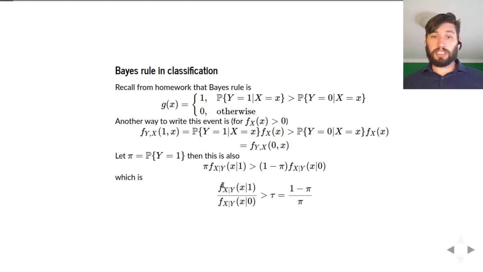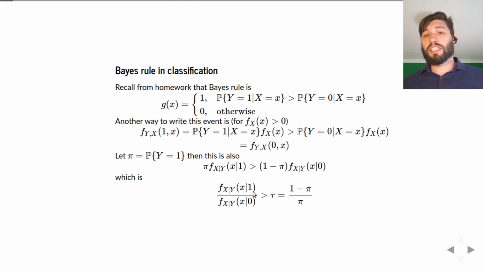And then when we write this out, we get that f sub x given y of x conditional on 1 over f of x given y, x conditional on 0, exceeding this tau, where tau is equal to 1 minus pi over pi. This is like the odds ratio of 0 versus 1. That this is another expression for the Bayes rule.